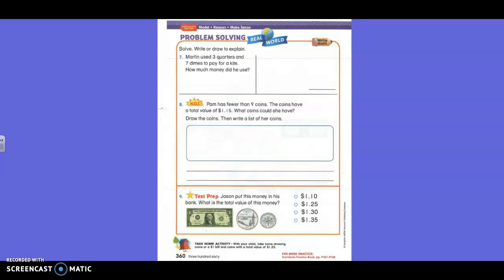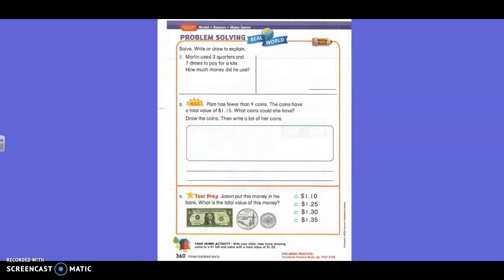Okay. Number 7 says Martin used 3 quarters and 7 dimes to pay for a kite. How much money did he use? I'm not going to give you that answer. We're not going to do that one together. You are going to draw the coins, count them, and then write the number. Understand?